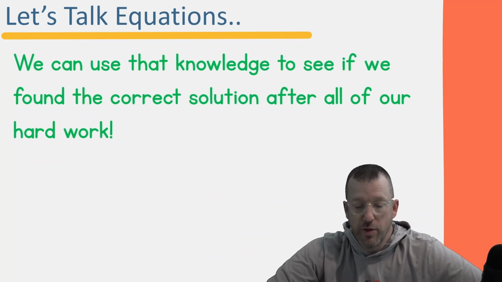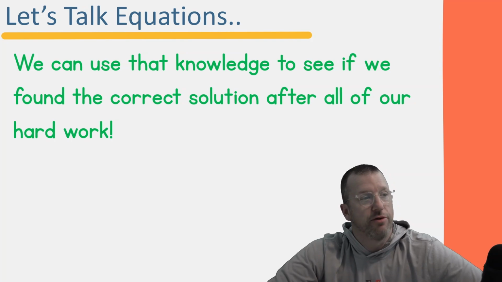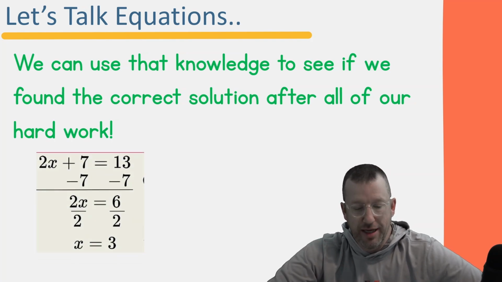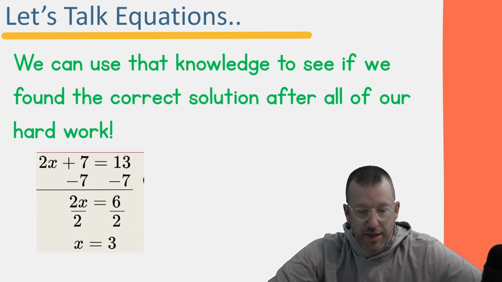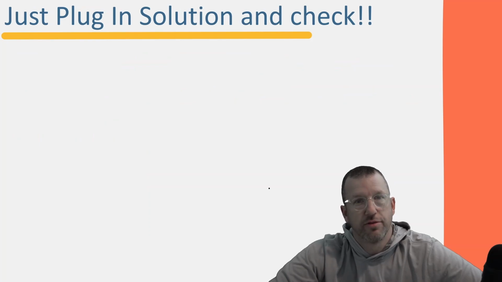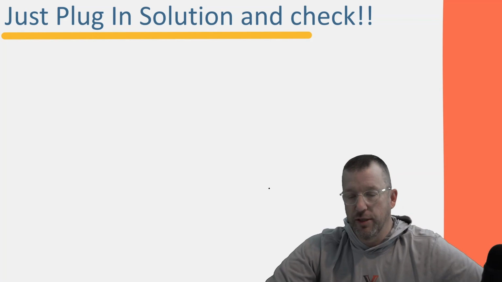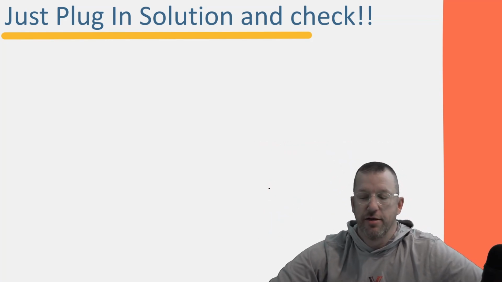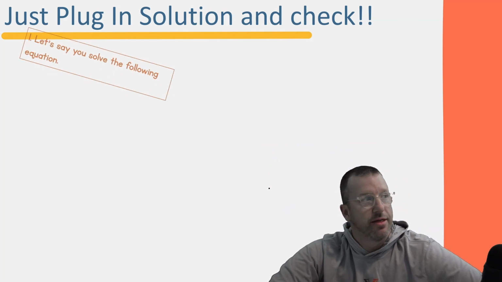Now that we know that, we can use that knowledge to see if we found the correct solution after all of our hard work. When we solve a multi-step equation or a two-step equation, at the very end, after all that work, you found out that x equaled something.